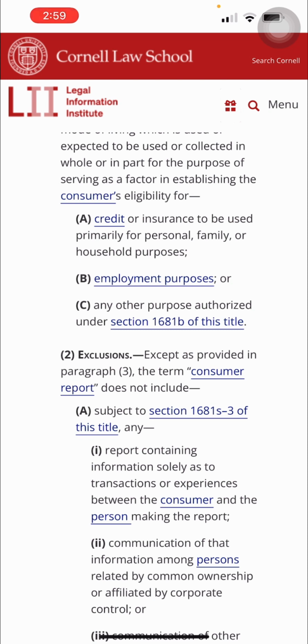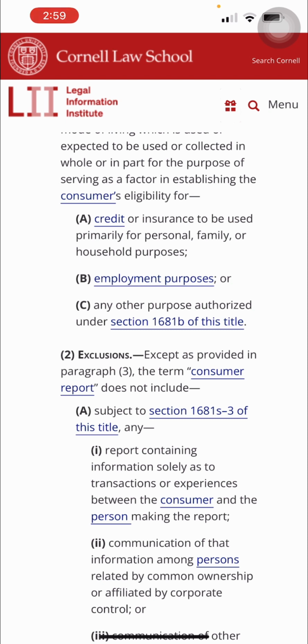So again, we got to understand what person means. Person does not just mean an individual. A person means a corporation, a financial institution, Wells Fargo, Navy Federal, Chase. These are all persons. These are financial institutions. So it says report containing information solely as to transactions or experiences between the consumer and the person making the report. So you're asking, can your late payments be removed?